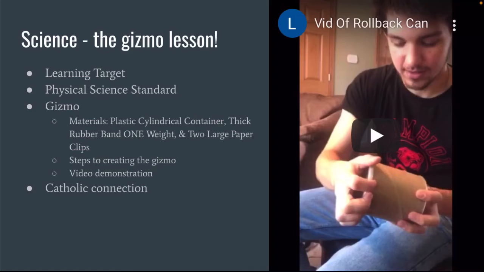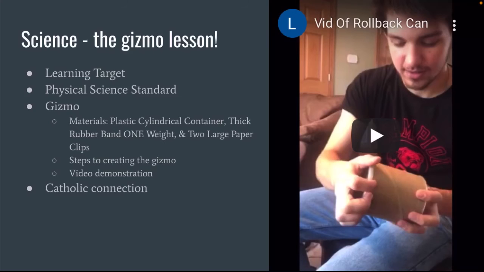Now for the science lesson, which is also the Gizmo lesson. Upon completion of the science lesson, the students will be able to define the word gizmo, explain that energy can be transferred from one object to another, describe the difference between kinetic energy and potential energy, as well as apply their knowledge of the transfer of energy in order to create a gizmo rollback can.